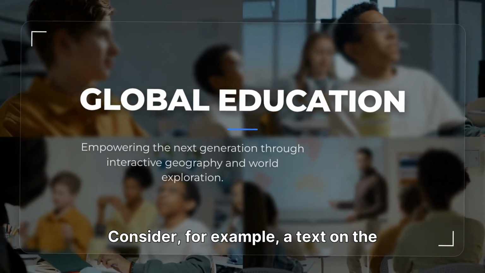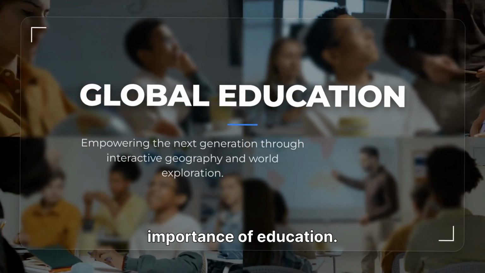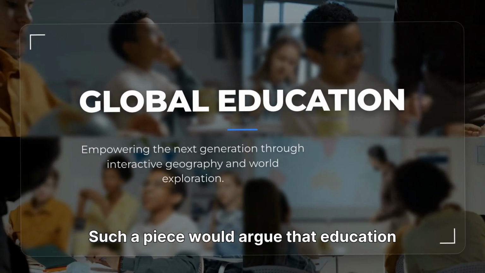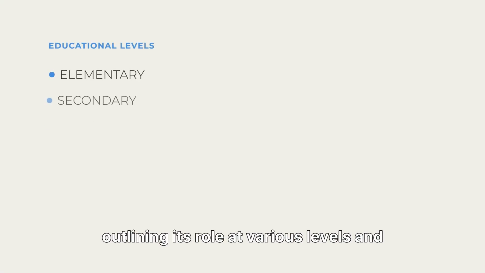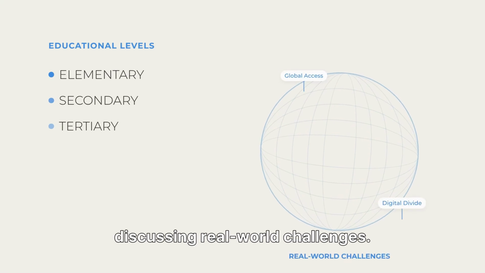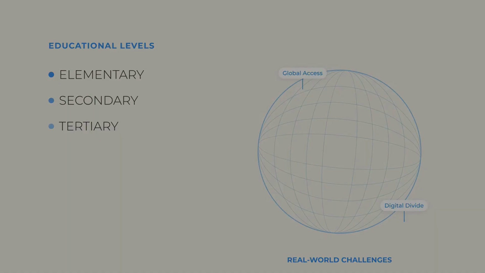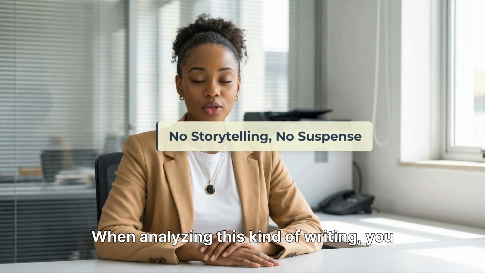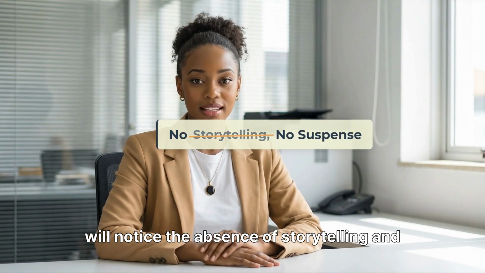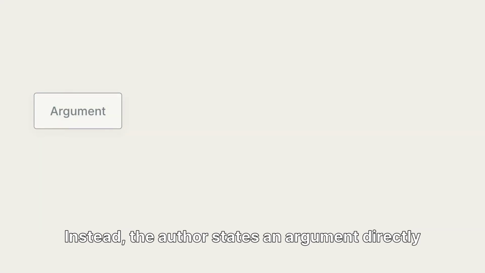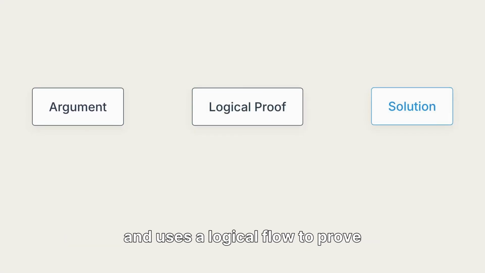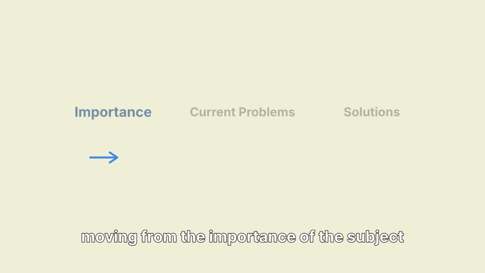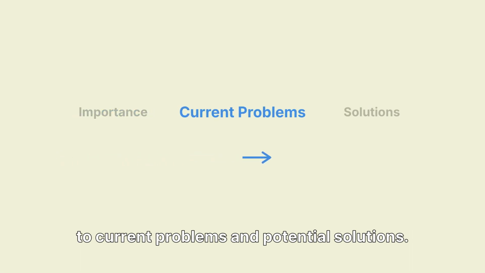Consider, for example, a text on the importance of education. Such a piece would argue that education is essential for building a modern nation, outlining its role at various levels and discussing real-world challenges. When analyzing this kind of writing, you will notice the absence of storytelling and suspense. Instead, the author states an argument directly and uses a logical flow to prove it, moving from the importance of the subject to current problems and potential solutions.